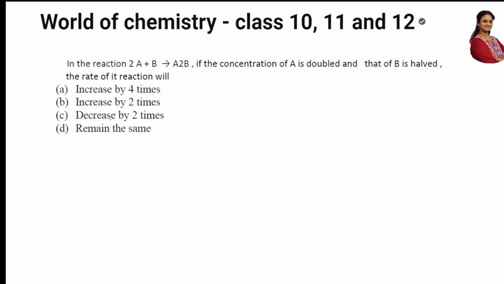Okay. In the reaction 2A plus B gives A2B, if the concentration of A is doubled and that of B is halved, what will happen to the rate of the reaction? Okay. So I'll write the parameters they gave. First of all, there is one reaction, 2A plus B giving A2B. Correct? Alright.